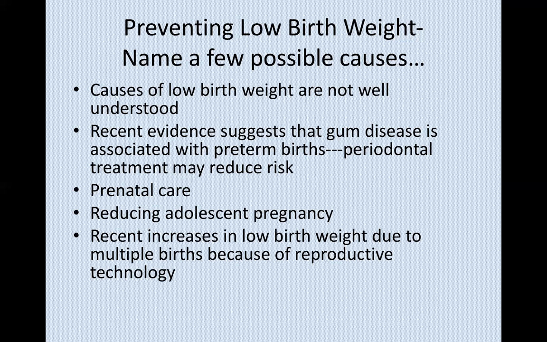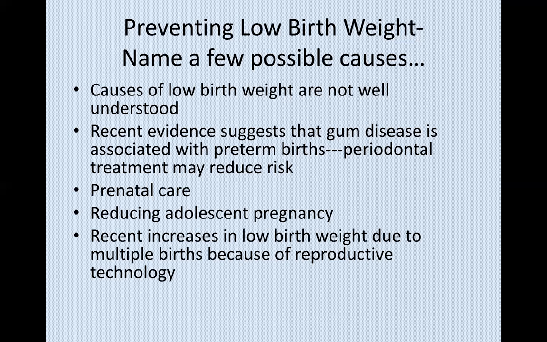These are all related to low birth weight. Low birth weight is not completely understood. Gum disease is associated with preterm births. Having good access to health care and dental care is a big thing.